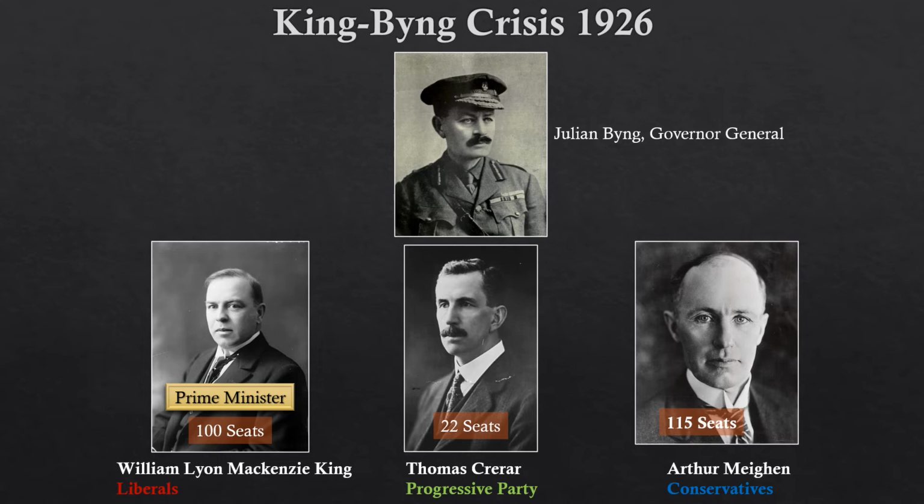Now, normally, Governor-Generals are supposed to follow the advice of the sitting Prime Minister. So the advice of William Lyon Mackenzie King was that there should be another election. However, because the election had been so recent, Julian Byng said, no, I don't think so. Arthur Meighen has 115 seats. He's got more seats than you. I think that he potentially could have the confidence of the House, and we could avoid another election, and he would be Prime Minister. And that's exactly what happened. Mackenzie King was outraged, but that was the way that it works.